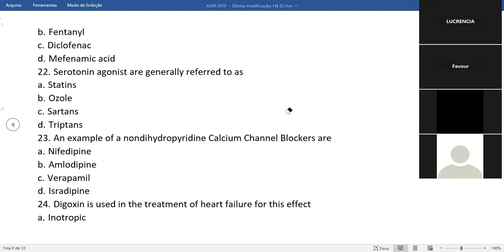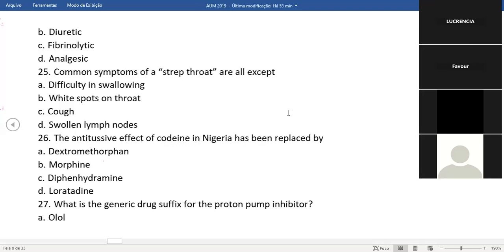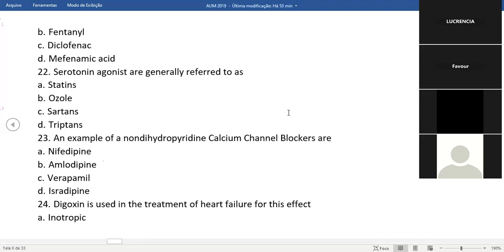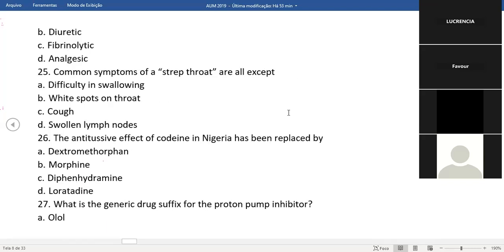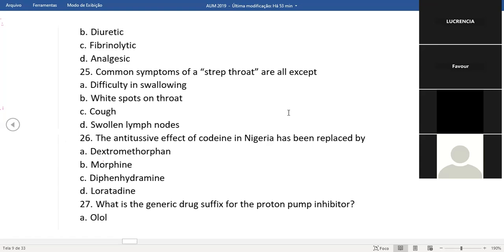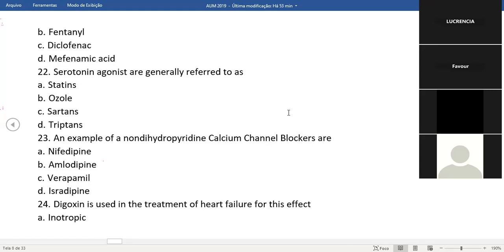Digoxin is used in the treatment of heart failure for this effect. A, inotropic. B, diuretic. C, fibrinolytic. D, analgesic. Inotropic. Because I mentioned it today in class, inotropic effect. So that's it. Inotropic means it increases contractility, okay?